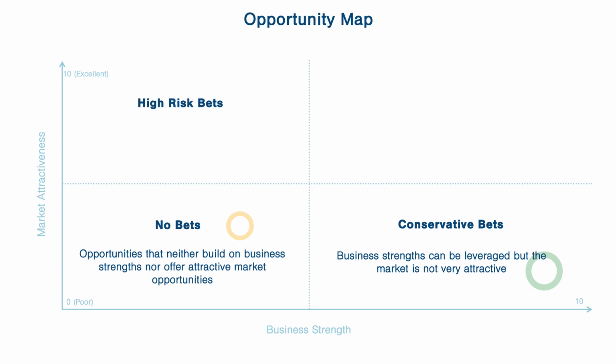And high-risk bets. This quadrant covers the highly attractive opportunities. These opportunities have little to no exploitable business strengths. Therefore, opportunities in this quadrant are ideal candidates for technological development. Typically, the organization will have to develop its knowledge.